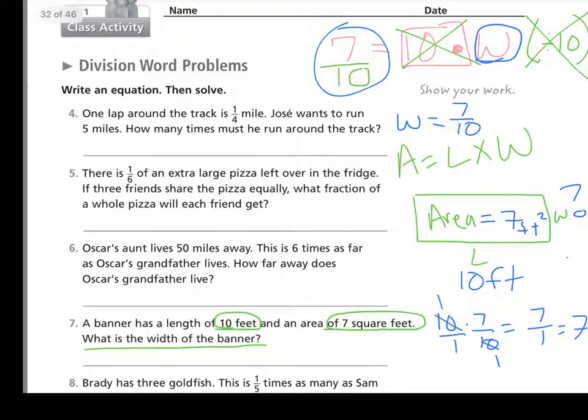Now I'd like you to pause the video and complete the rest of the word problems 8 through 11 on your own.